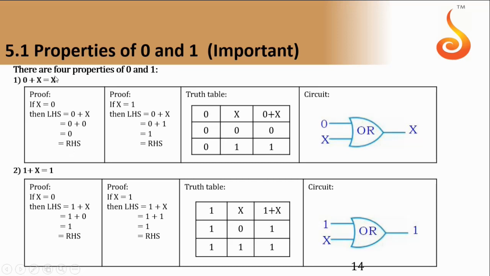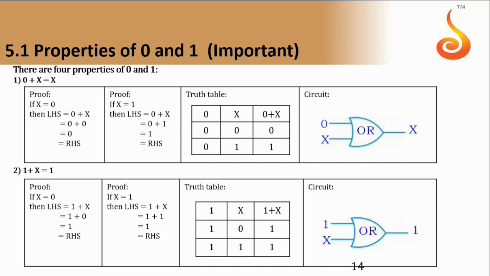What is RHS? x here. What is the value of x I have substituted? I have substituted 0. So, 0 plus x is equal to x. When x is 0, you get LHS is equal to 0, which is nothing but RHS. And then when x is equal to 1, you need to prove it as well, because whenever you are writing the proof, you need to write for both x is equal to 0 as well as x is equal to 1.